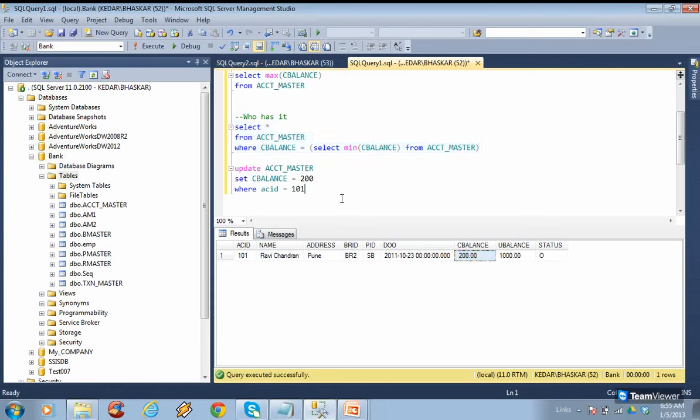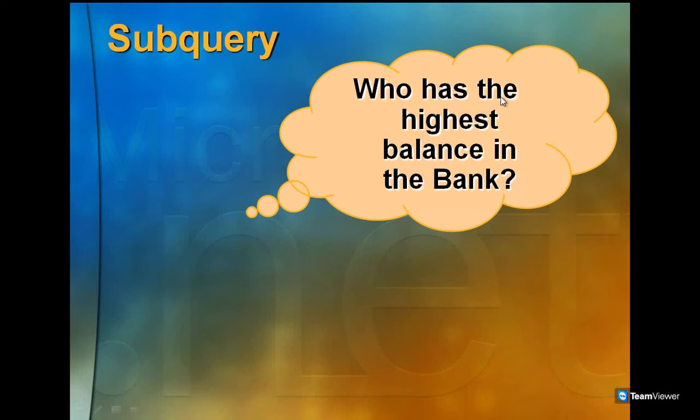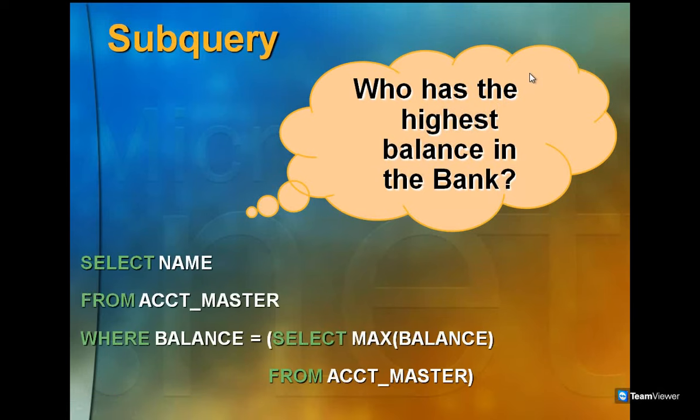Okay. So what is the syntax of a subquery? Subquery means you have an outer query, and here you put a where clause, and this is the inner query. This is the syntax of a subquery: this is the outer query, and this portion is called the inner query. Clear? The query is: select name from account master where balance equals select max balance from account master. So the subquery will be executed first, the result is substituted over there, and then the outer query will be executed.